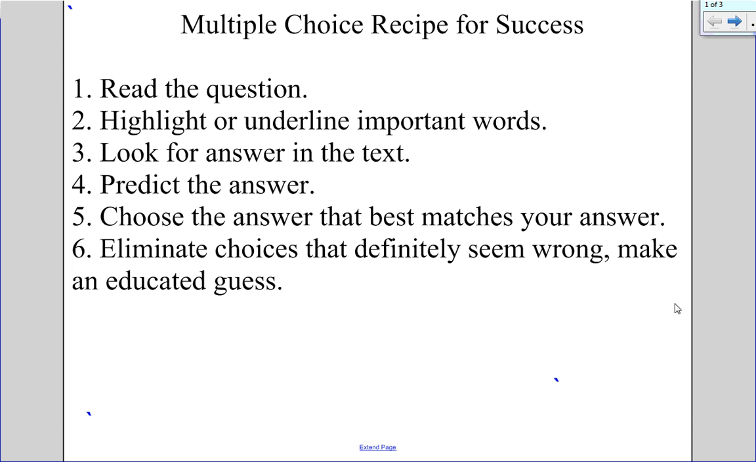After finding the answer in the text, predict what multiple choice answer it would be. Then you should choose the multiple choice answer that best matches your prediction. If there isn't a clear match to your prediction, you should eliminate choices by crossing out the answers that definitely seem wrong. Then make an educated guess from the remaining answers. Remember, if you don't try to answer at all, then there's no chance of getting it right. Guessing is much better than leaving it blank.